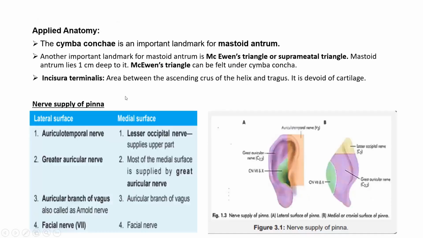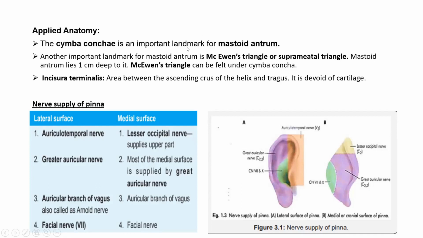So, applied anatomy of the pinna. Why is the pinna very important for a medical person? The Simba concha, I have told you earlier, is an important landmark for the mastoid antrum. The mastoid antrum is just below the Simba concha. Another important landmark for the mastoid antrum you should remember is McEwen's triangle or suprameatal triangle.